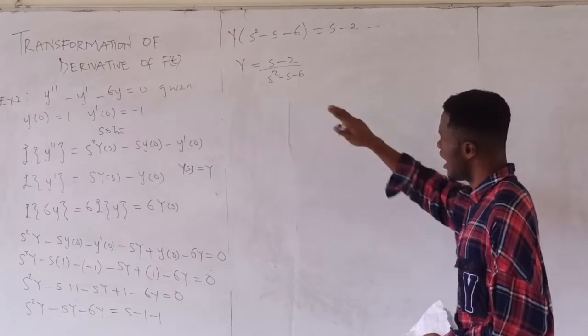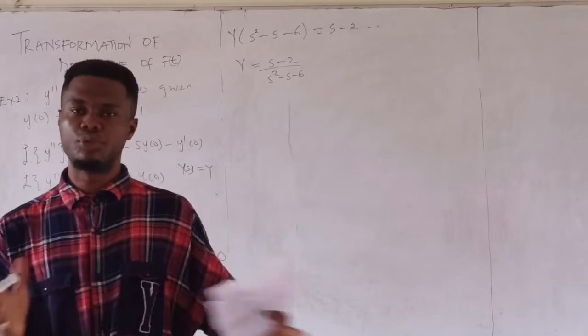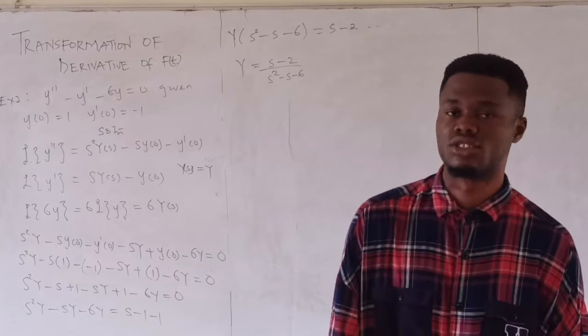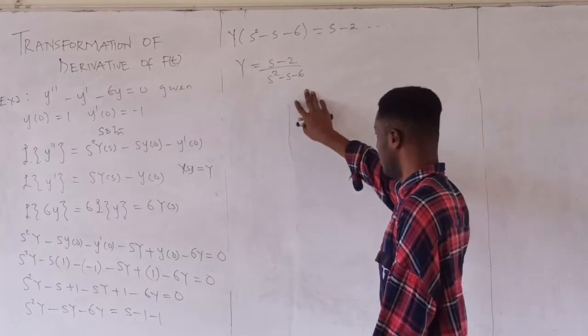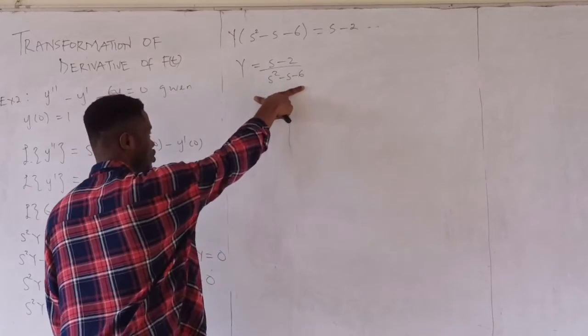So, since we have this now, what we are going to do is to as well try to separate this function so that we can easily get the y of t that is present. Alright? So to do this now, looking at this denominator, we can factorize the denominator.